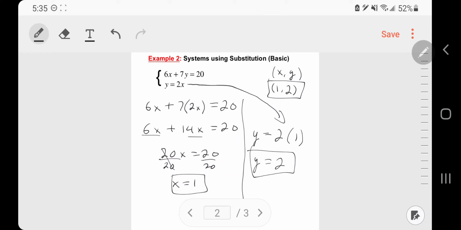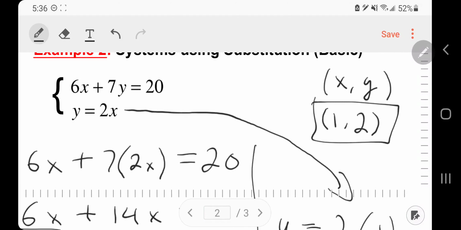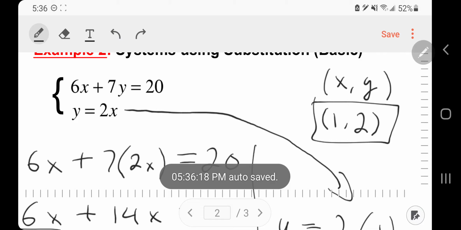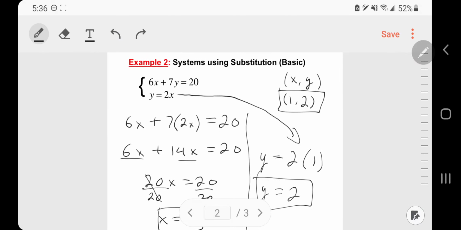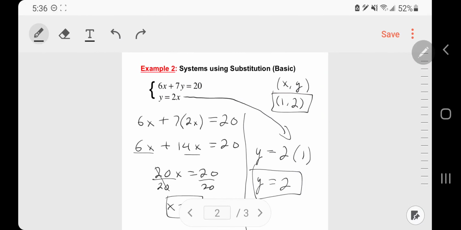Okay, so again, pretty much what you're doing here is a couple of steps. The first thing you want to do is make sure you have a variable isolated if you don't already have it. After that, you're going to plug in for that variable, or substitute in for that variable, solve, and then plug it back in to find your other variable. So again, you need to find both an x and a y in order to solve these. In some of the following videos, we'll go over some more complicated examples of this.